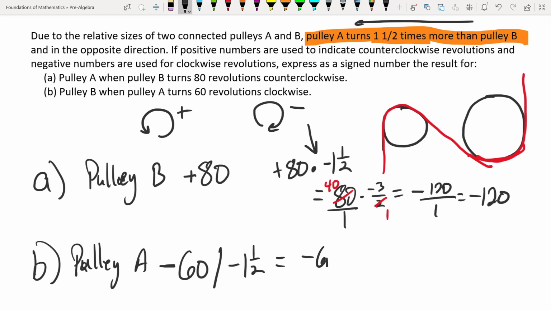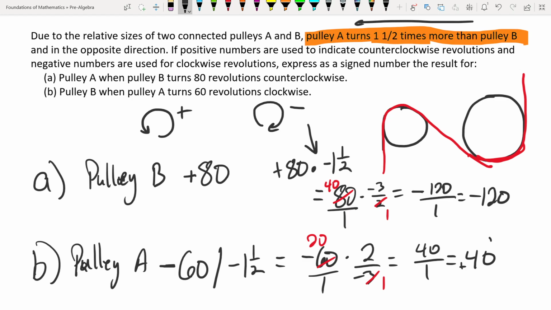So we take negative 60, and we're dividing by negative 3/2, so we're going to multiply by 2 over negative 3, multiply by the reciprocal, and cross cancel. Negative times negative is positive. 20 times 2 is 40 over 1. This gives us positive 40. The number is smaller, like we guessed, and the sign is opposite, like we also needed.